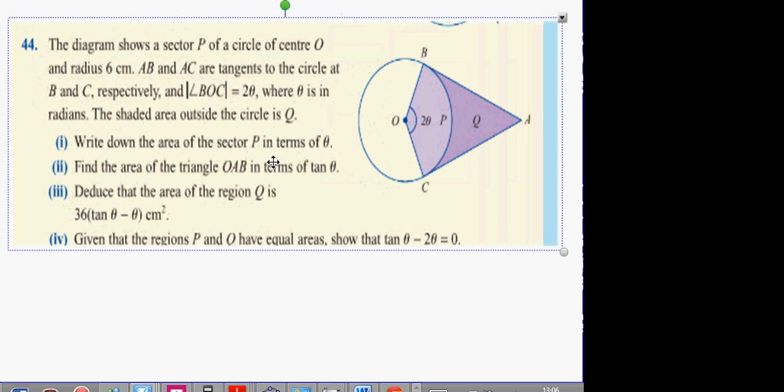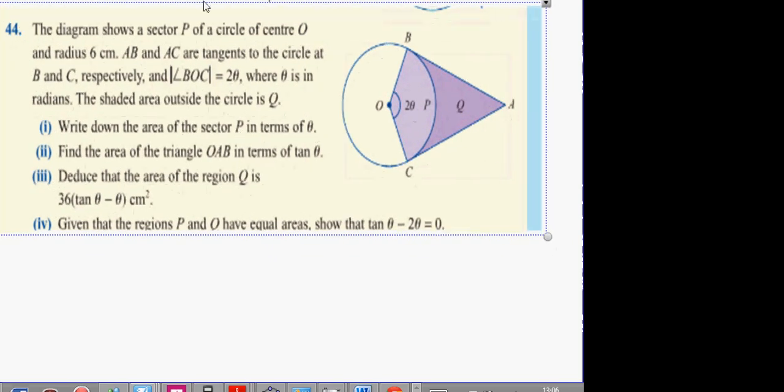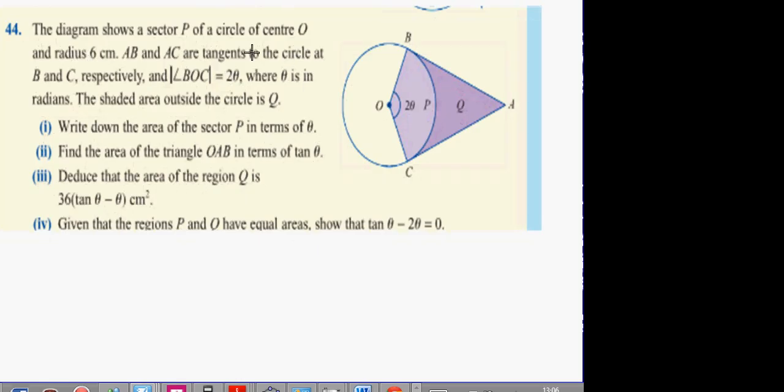Now, number 44. Interesting one as well. Okay guys, number 44. The diagram shows a sector P of circle O and radius 6. AB and AC are tangents. What does tangents mean? It touches it, which means that's 90 degrees, and this here is 90 degrees. Okay, the angle BOC is 2 theta.